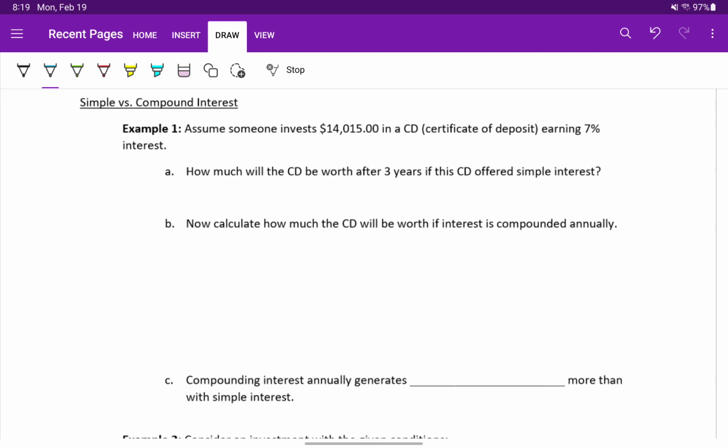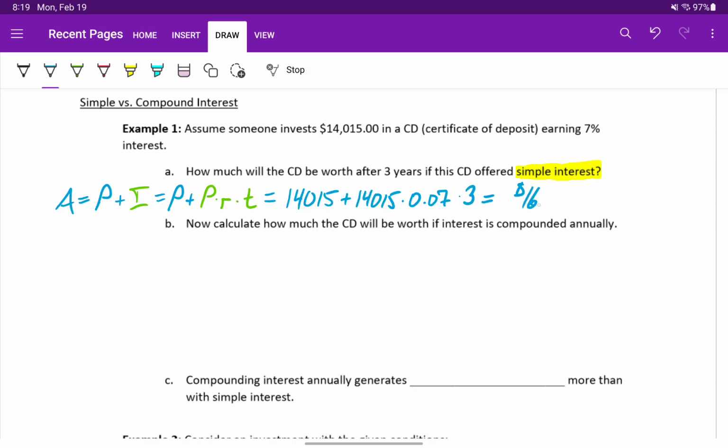In part A, we want to determine how much that CD will be worth after 3 years if this CD offered simple interest. We can calculate that amount as the principal plus the interest earned. And since we're talking about simple interest, that interest would be calculated as principal times rate times time. In this case, that means $14,015 plus $14,015 times 0.07 times a time of 3 years would give us $16,958.15.